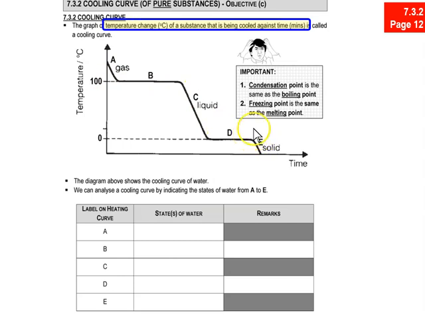Something that you need to take note of is that the condensation point, in which the gas becomes a liquid, this flat part of the graph known as B, is also the same as the boiling point. For example, water boils at 100 degrees Celsius, but water vapor also condenses at 100 degrees Celsius. Next, the freezing point is also the same as the melting point. For example, water freezes at 0 degrees Celsius, but at 0 degrees Celsius, your solid can also melt.